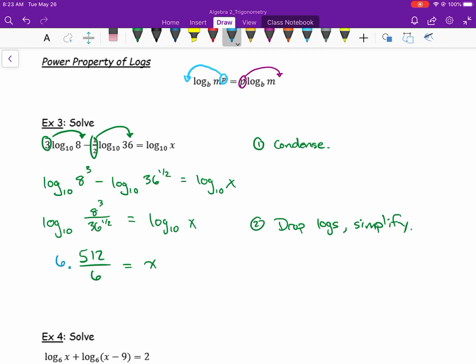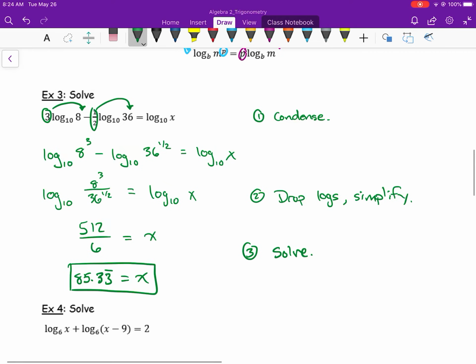So multiply 6 to both sides. So 512 is equal to 6x. Oh wait, I didn't need to do that step, sorry. Just need to simplify. So 512 divided by 6 is 85.33 repeating. Sorry about that.